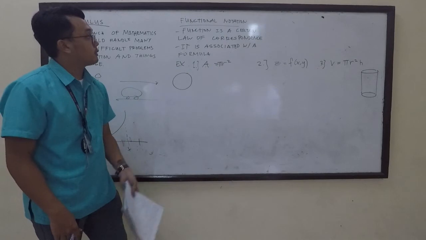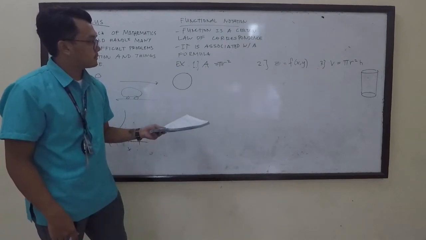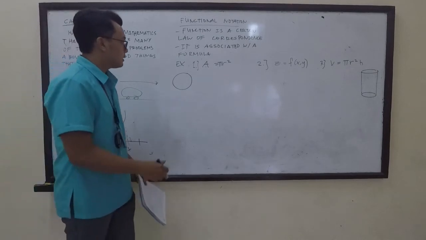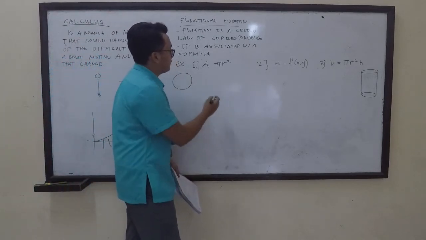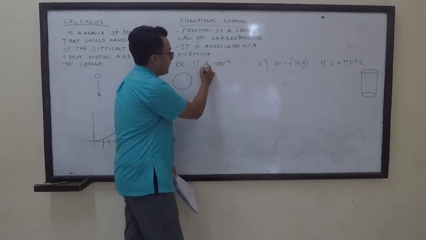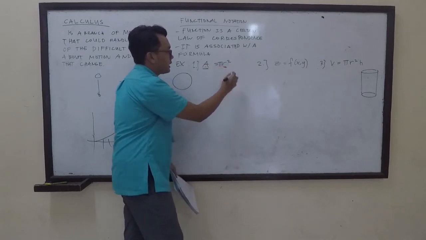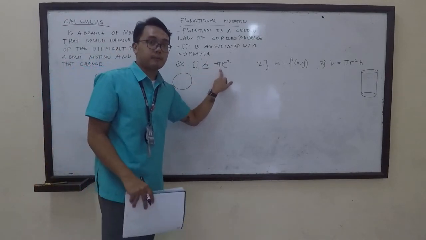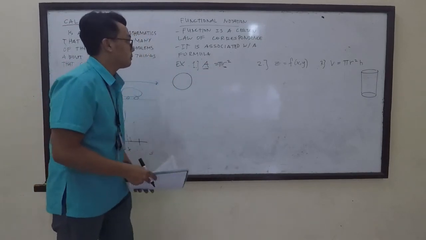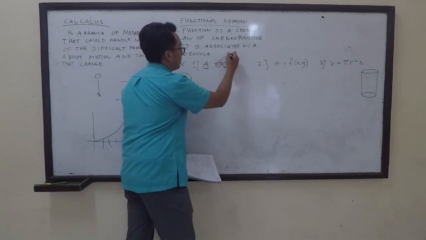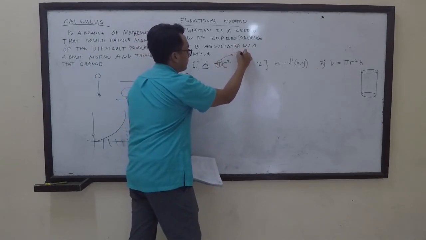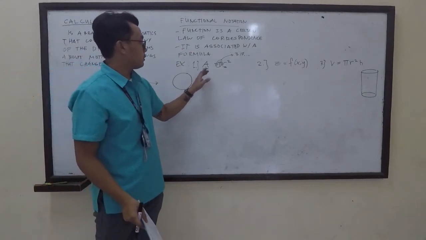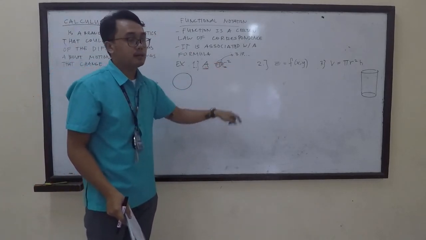In this example, we're going to make this into functional notation. As you can see, we have two variables here: A, and also r. You may notice that we did not include pi because pi is not a variable, but a constant, and that is 3.14 something. So there are only two variables, A and r.